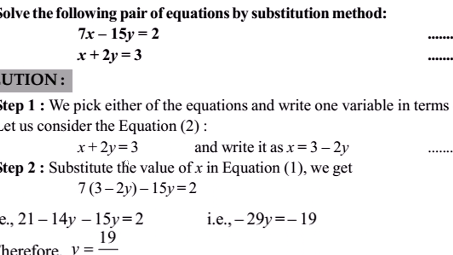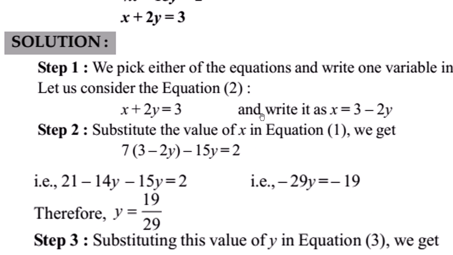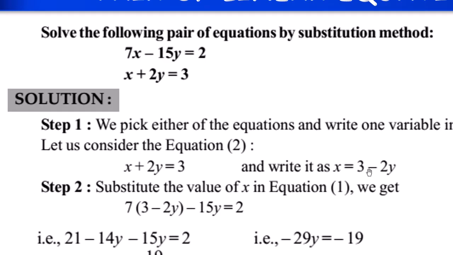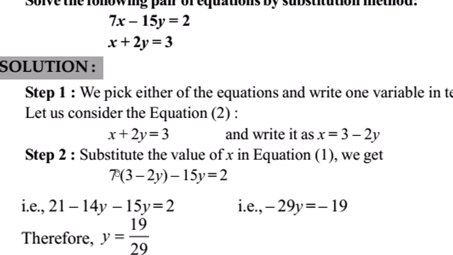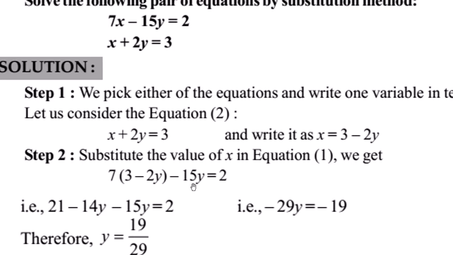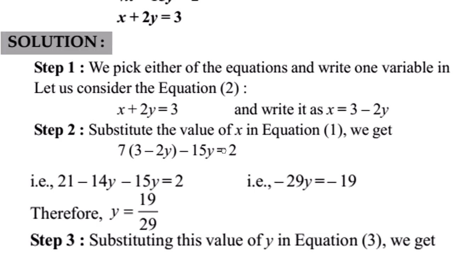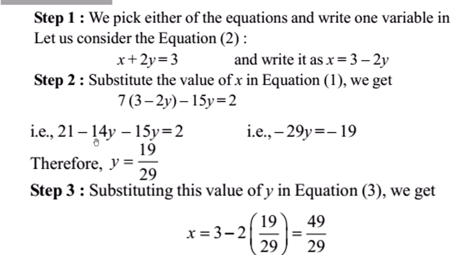Let's take this. Let's take 2y that side. Now in this we are writing x in terms of y. If we take 2y that side, it will become 3 minus 2y. Now substitute this x value, 3 minus 2y, in the first equation. In the place of x, 7 into 3 minus 2y minus 15y equals 2. So 7 times 3 is 21 minus 14y, 7 times 2 is 14y, minus 15y equals 2.